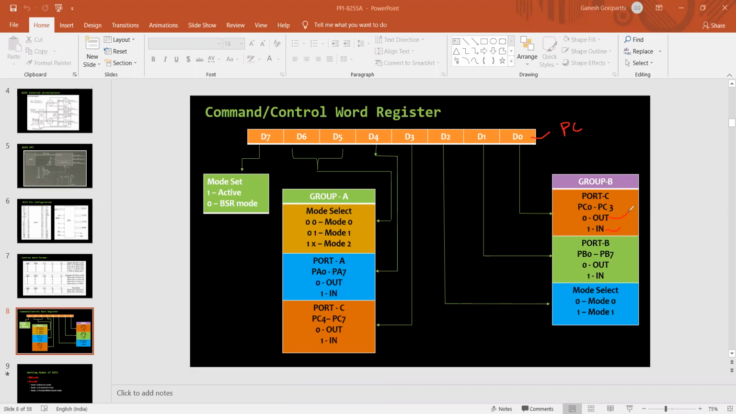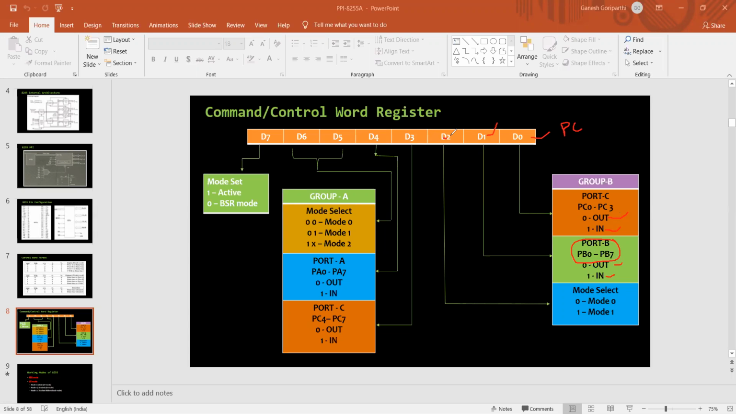Similarly, the D1 bit controls the entire port B. This port B is also a part of group B. So if D1 is equal to 0, then port B will act as the output port. And if D1 is equal to 1, then that port will act as the input port.